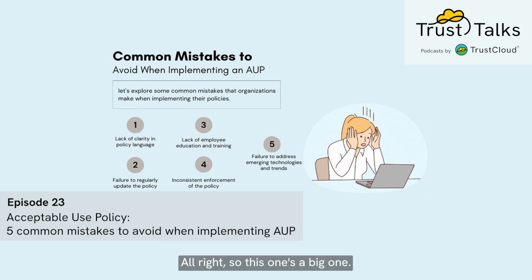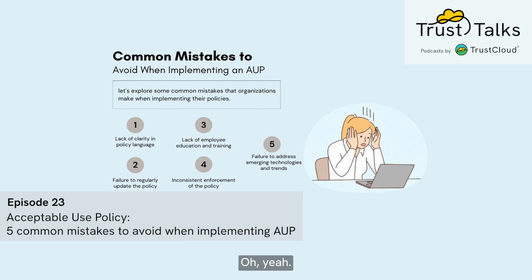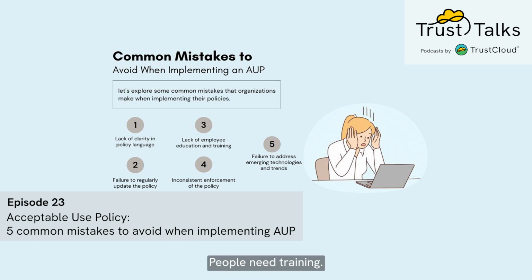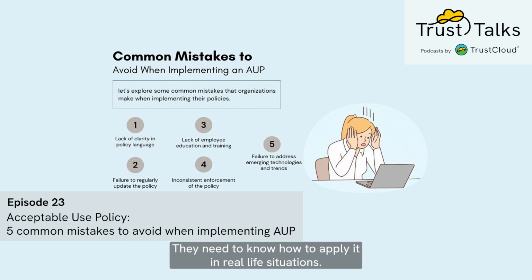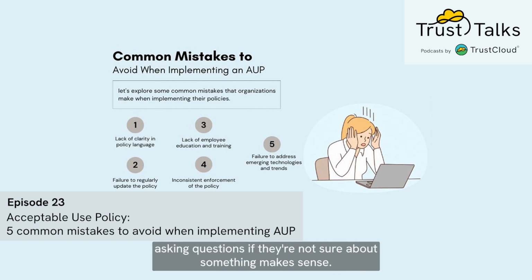All right, so this one's a big one. It's the lack of education and training for employees. Oh, yeah. You can't just hand somebody a huge document and expect them to become an instant expert, right? Exactly. People need training. They need to understand the policy. They need to know how to apply it in real life situations. And honestly, they need to feel comfortable asking questions if they're not sure about something.